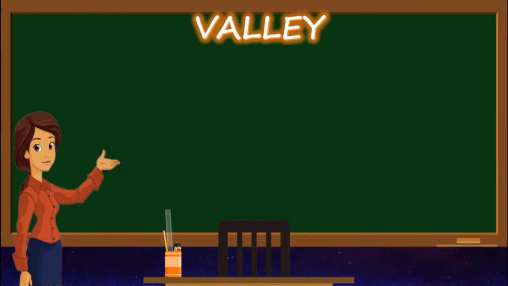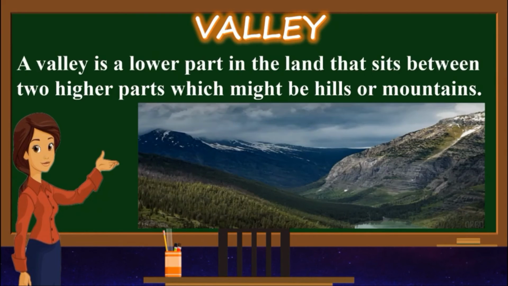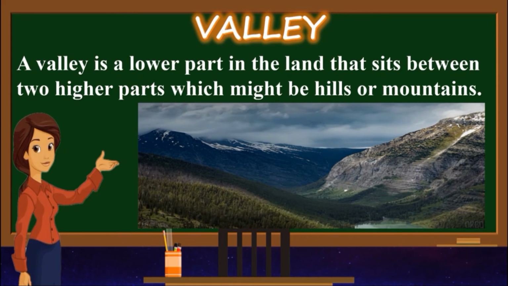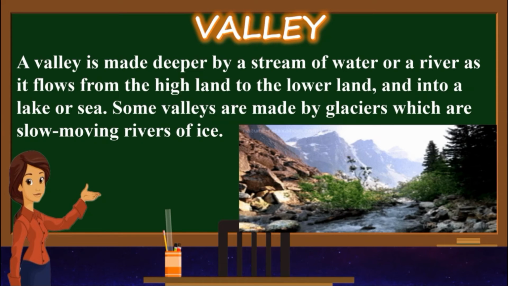Next, valley. A low and even land between the hills and mountains is called a valley. A valley is a lower part of the land and sits between two larger parts, which might be hills or mountains. A valley is made deeper by a stream of water or a river as it flows from the high land to the lower land and into a lake or a sea. Some valleys are made by glaciers, which are slow moving rivers of ice.